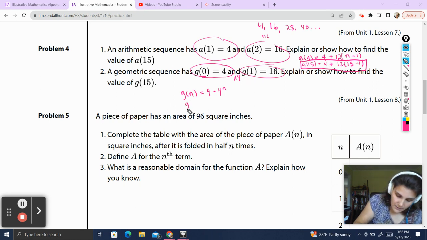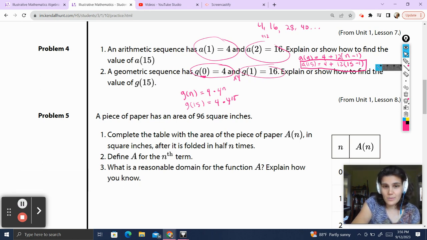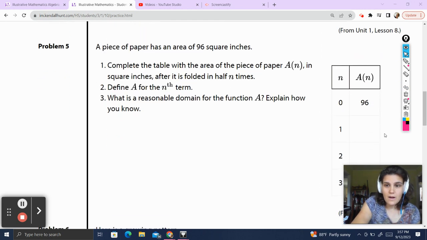Now, if we want g of 15, we would say g of 15 is equal to 4 times 4 to the 15th power. And we're done. So that's how we define our geometric sequence in this case. You could put this all into a handy dandy calculator, but this is just going to get you a really big number. So go ahead and do that on your own time if you would like to.